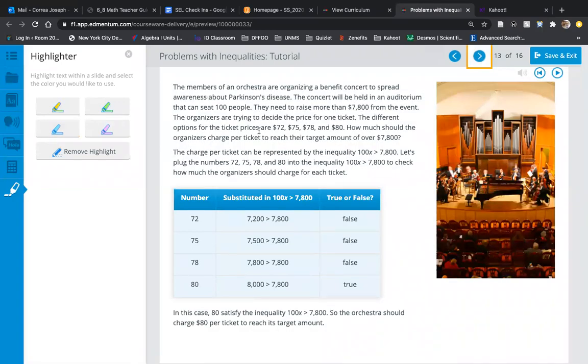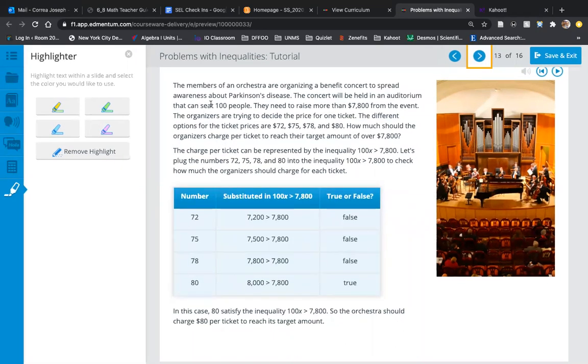This is a different example, right? So this example here is talking about an orchestra. The members of the orchestra are organizing a benefit concert to spread awareness about Parkinson's disease. The concert will be held in an auditorium that can seat 100 people. So numbers are important. Anytime I read a word problem, I usually try to underline or highlight whatever seems important. So 100 people are going to the event.